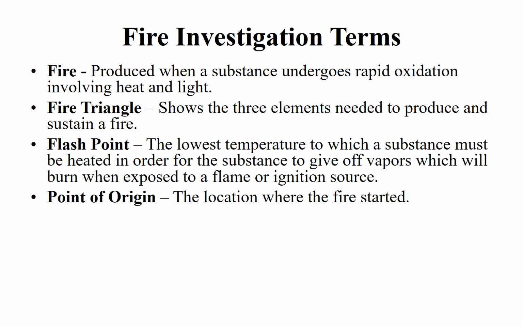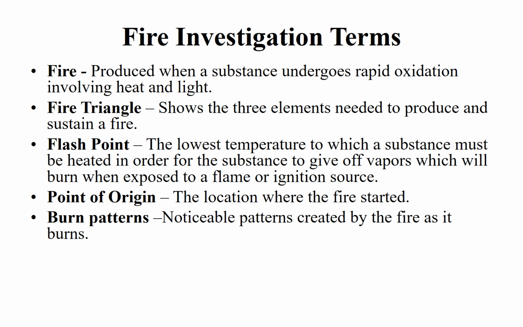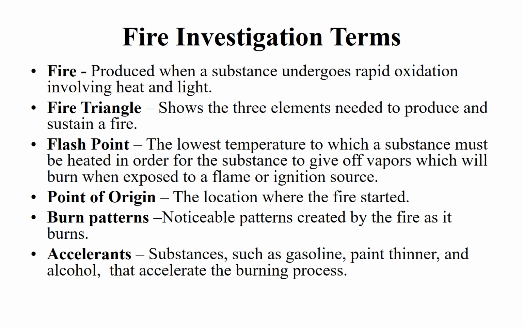Point of origin is the place where a fire started. Burn patterns are noticeable patterns created by a fire as it burns. We learned about some of those when you read Death's Acre. He talked about some burn patterns, so you might want to go back and look at that. And accelerants. Accelerants are substances such as gasoline, paint thinner, and alcohol that help accelerate the burning process. So these are things you would pour on something to make it burn faster or ensure that it has burned. And then arson. Arson is a fire that is started deliberately.